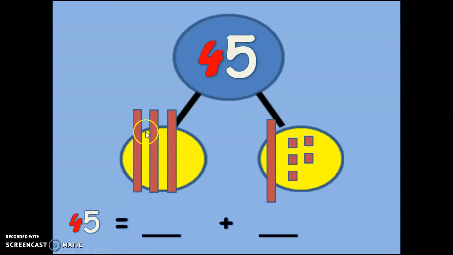So that means that on this side I've got 3 tens, which is 30, and on this side I've got 1 10 and 5 ones, which is 15. So 30 add 15 equals 45.